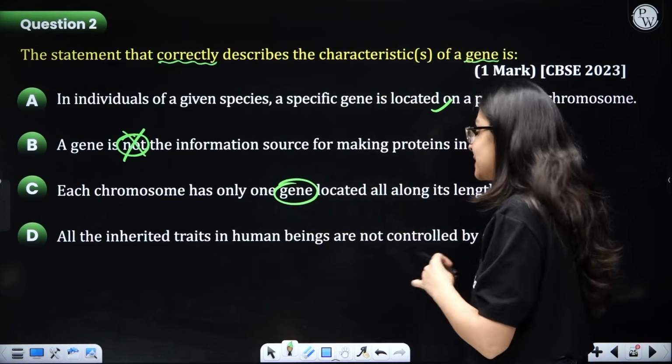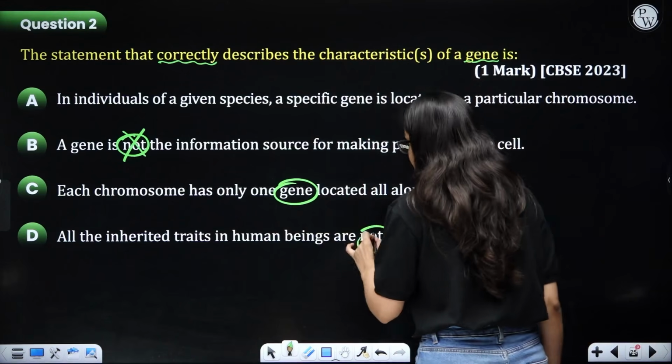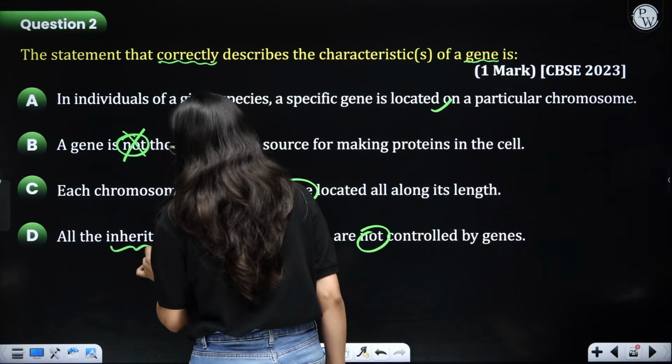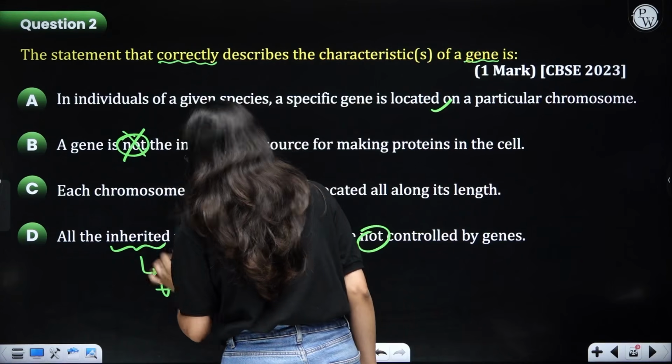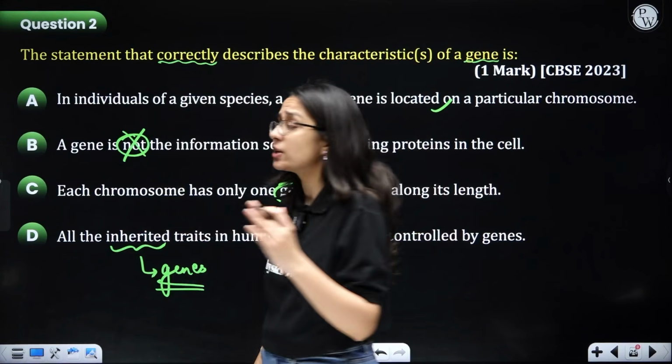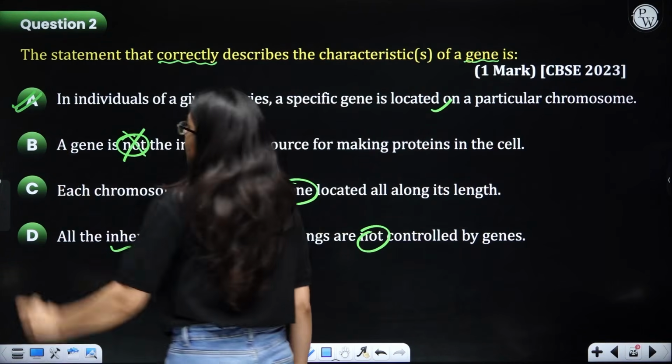All the inherited traits in humans are not controlled by gene. When we use the term inherited, it automatically means that there is something or the other related to genes. So definitely option D is also correct. So I can choose option A to be the correct option.